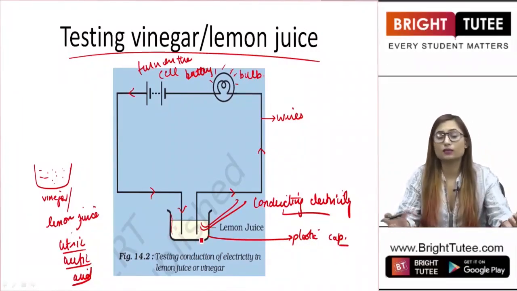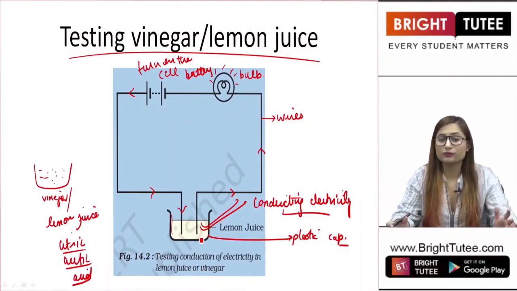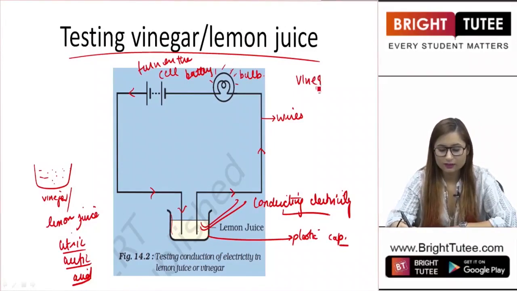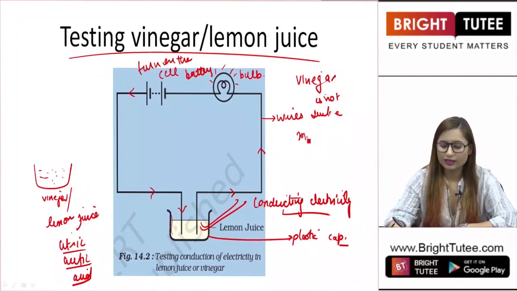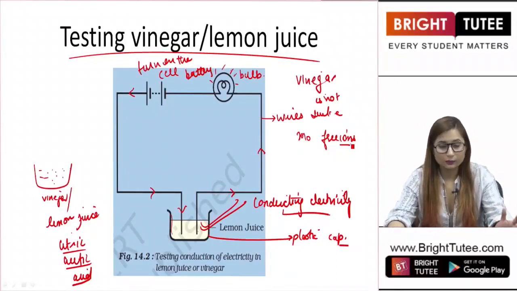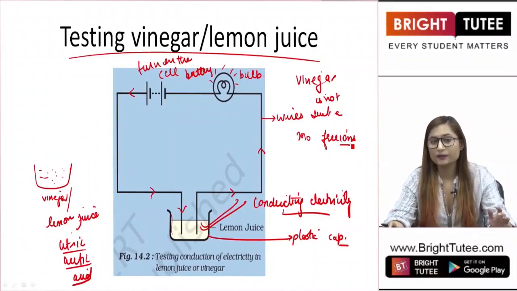the bulb starts glowing. Although there are some cases where some of the liquids are good conductors, some of them are not that good conductors. For example, we have vinegar here as well. Vinegar is not such a good conductor because it has no free ions. You will be studying this in detail in higher classes: a liquid only conducts electricity when there are ions present inside it.